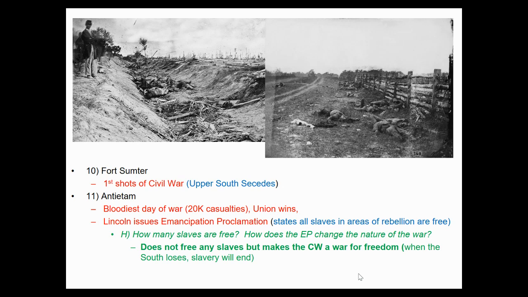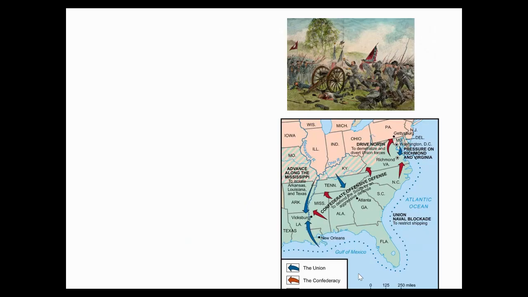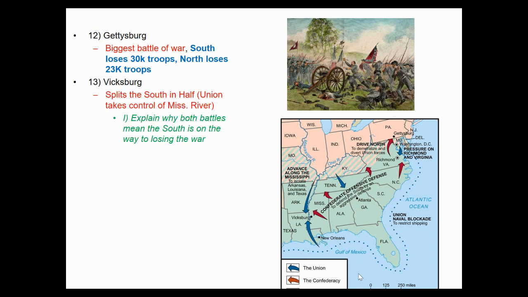Lincoln has just changed the war from a war to just save the United States and get the South back into the North, which was the original purpose of the war, to a war for freedom, which is what it should have been in the beginning. Now, Gettysburg is the largest battle of the war. At this battle, the South loses 30,000 troops, the North loses 23,000 troops.